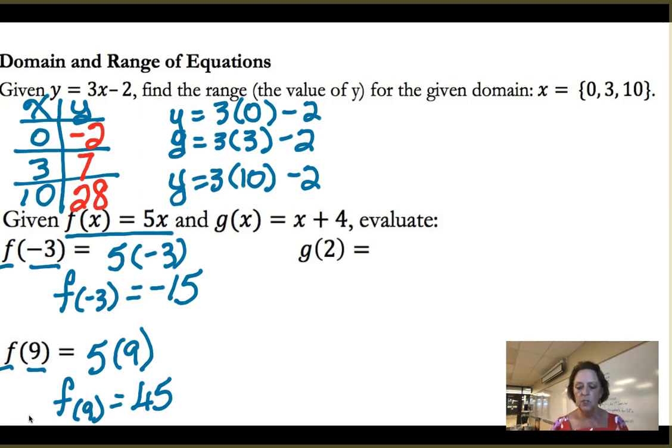The next one says g of 2. So it says go out and get the equation named g, which is this equation now. We're switching gears, and everywhere you see an x, put a 2. So I'm going to use that equation and replace x with 2, and I get g of 2 equals 6.